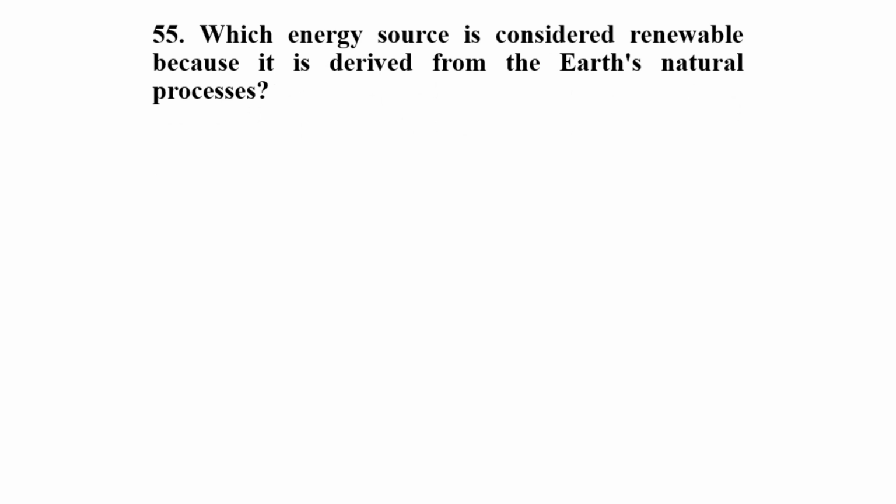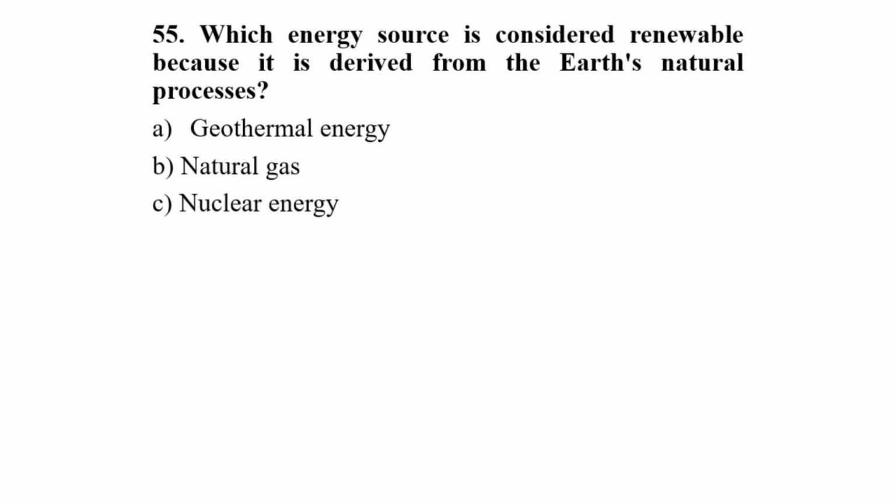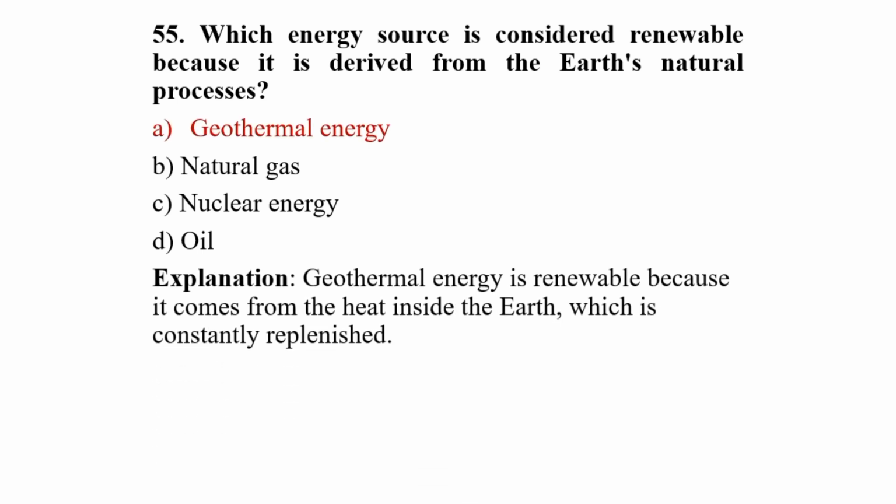Question number 55. Which energy source is considered renewable because it is derived from the Earth's natural process? A. Geothermal energy, B. Natural gas, C. Nuclear energy, D. Oil. The answer will be geothermal energy. Geothermal energy is renewable because it comes from the heat inside the earth, which is constantly replenished.